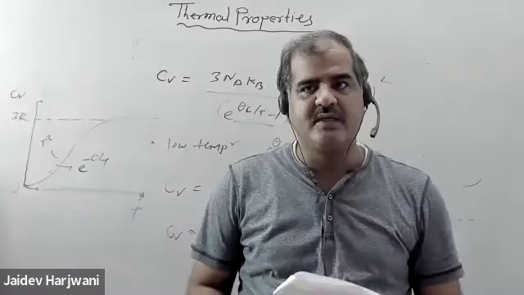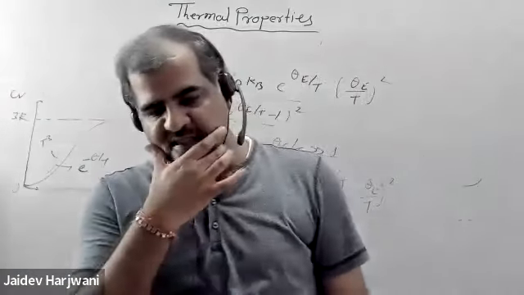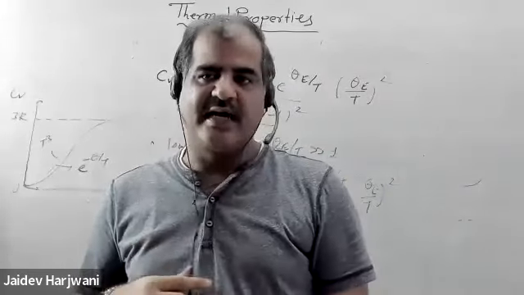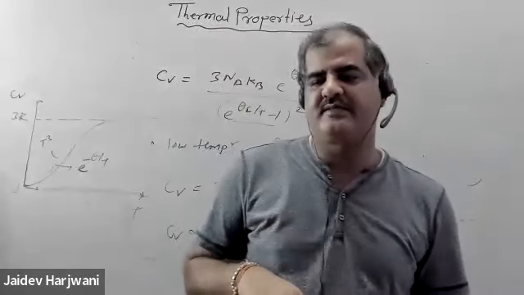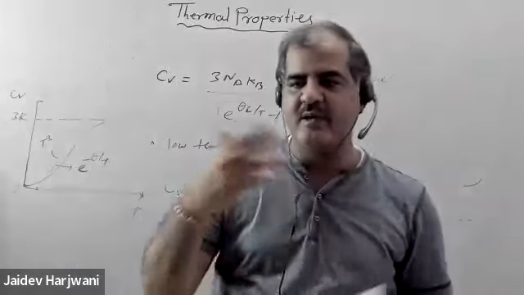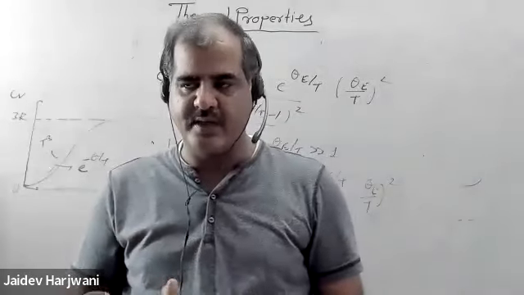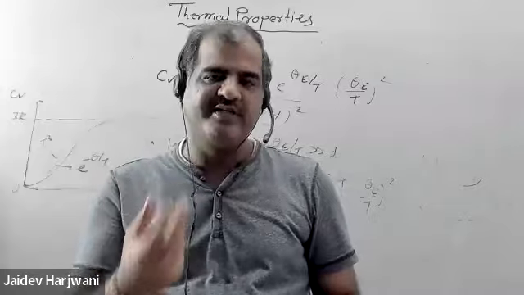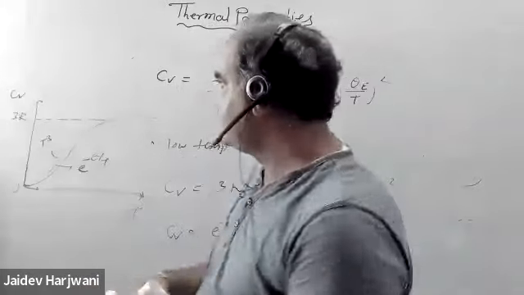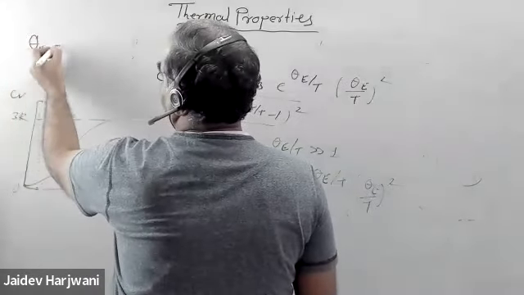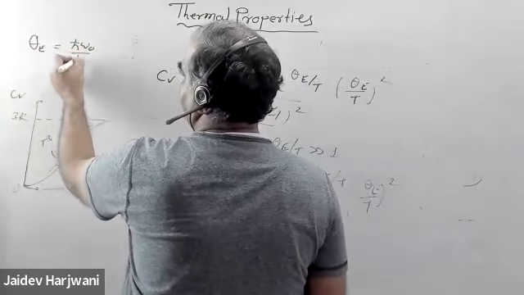Okay, and the Einstein temperature, what is the use of Einstein temperature? Note down: the Einstein temperature sets the limit. When I say high temperature, low temperature, what does it mean? That will be decided by your value of theta E. And theta E, just now I told you, theta E is equal to h-bar omega naught by kB.